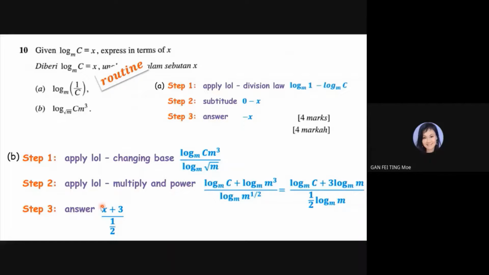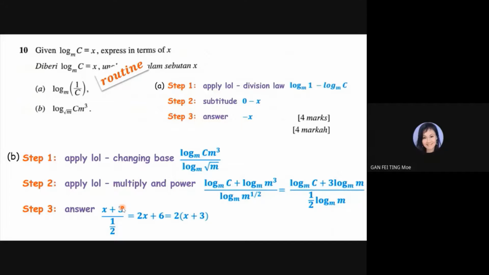But remember, this is not your final answer. Why is it not your final answer? Because this is a fraction, and now you see another fraction. In our final answer, we cannot have a fraction in a fraction or a decimal in a fraction. So you have to simplify. When I simplify, this is divide 1 over 2, so you turn it into times 2. So 2 times x plus 3, which turns into 2x plus 6, because 2 times 2. Or you may factorize it, it's up to you.